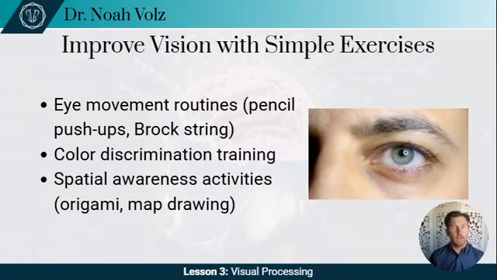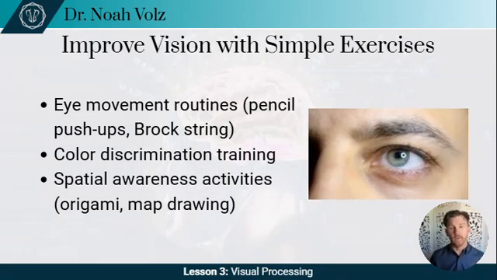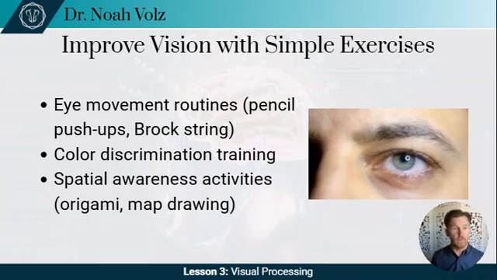So here are some examples of different eye movements that people do, the pencil push-ups or the Brock string. You can also do some color discrimination training. I've even seen people wear different colored lenses. So the red lenses are going to activate the left side of the brain, and the blue lenses are going to activate the right side of the brain. So lots of different options for training the visual system.